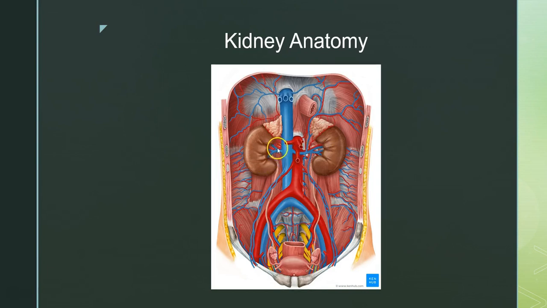There is a nerve that runs right along here, and that is the renal nerve. It doesn't get shown a lot on pictures, but it is part of the anatomy right here. The renal artery, vein, and nerve all together are called the pedicle of the kidney. So this whole complex right here is the pedicle.